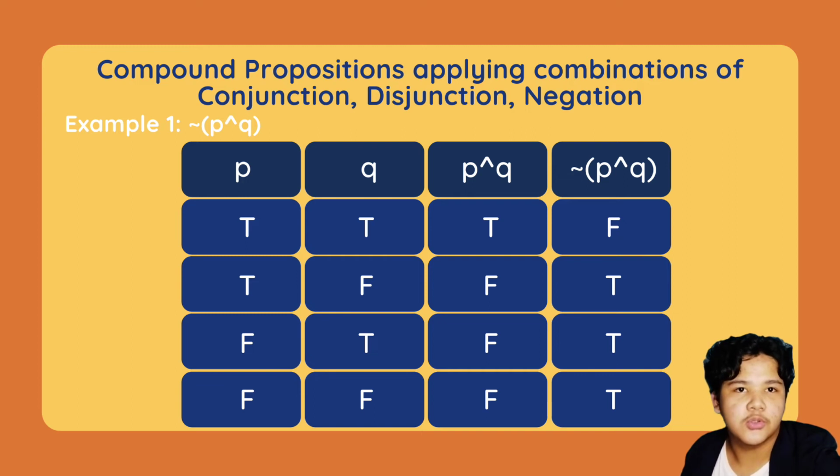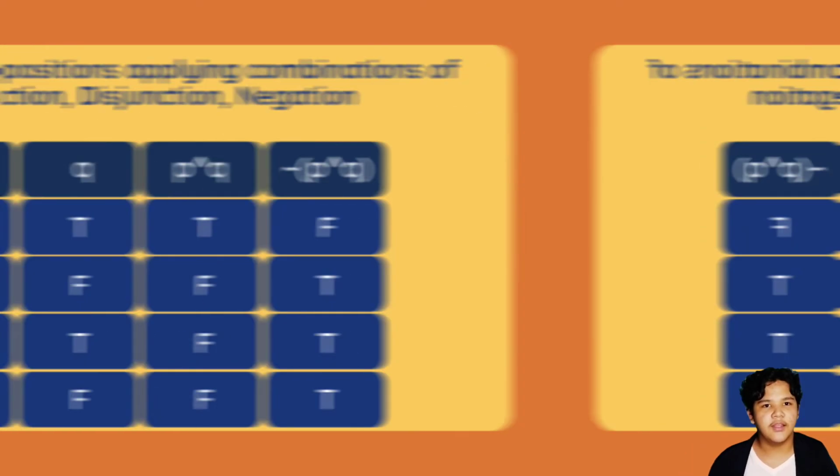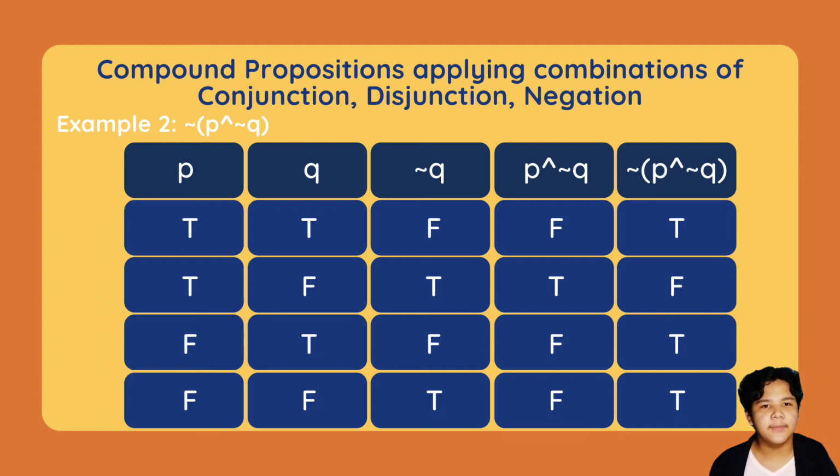So, false, true, and true, and true. And we have now completed the truth table for not quantity of P and Q. Construct a truth table for not quantity of P and not Q.